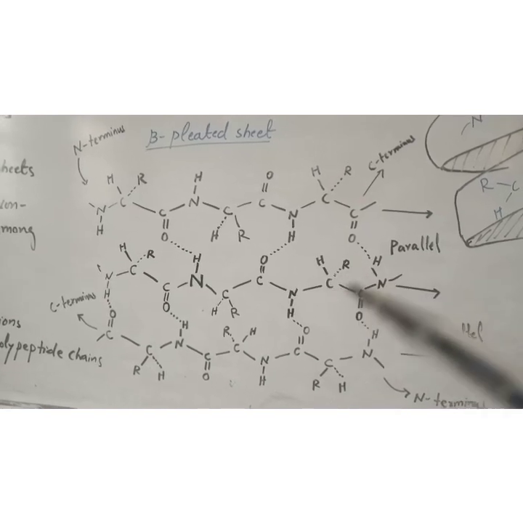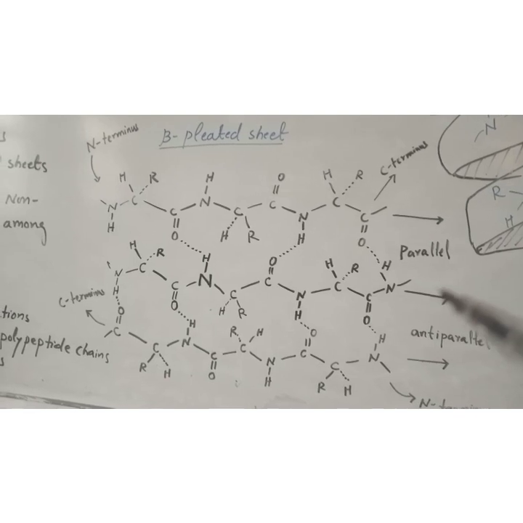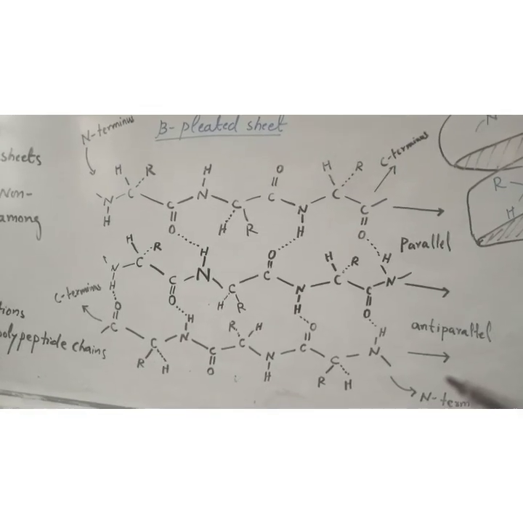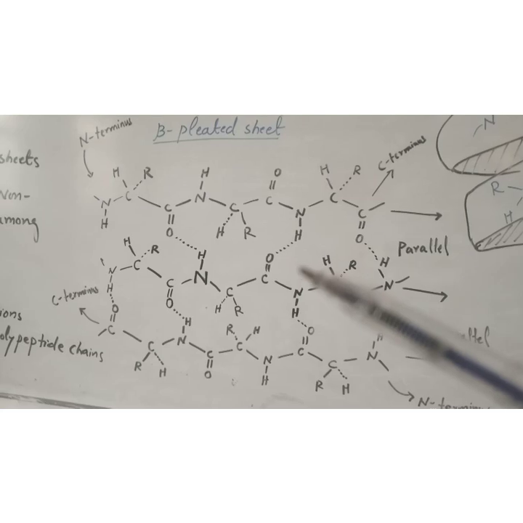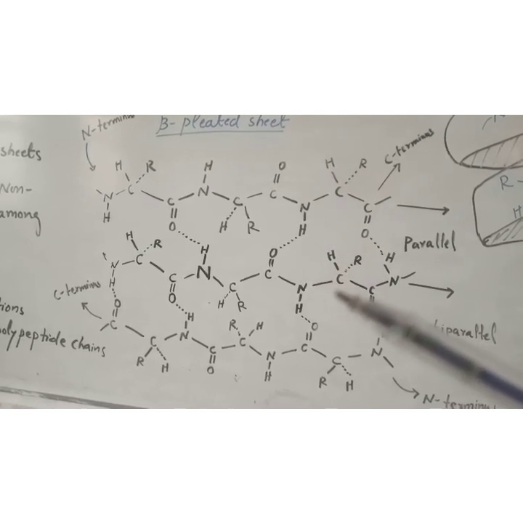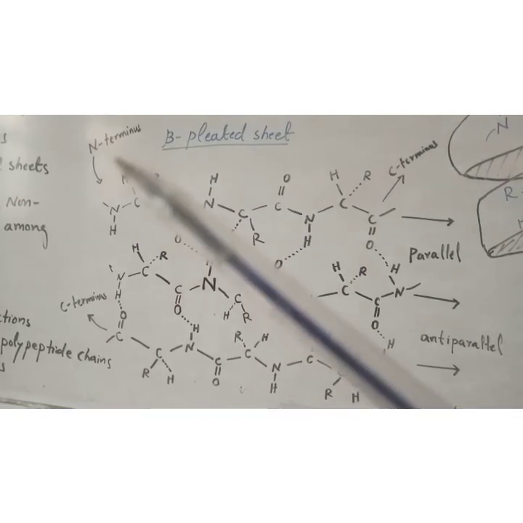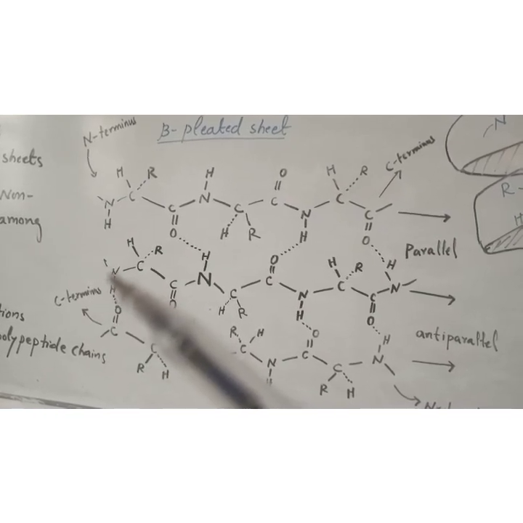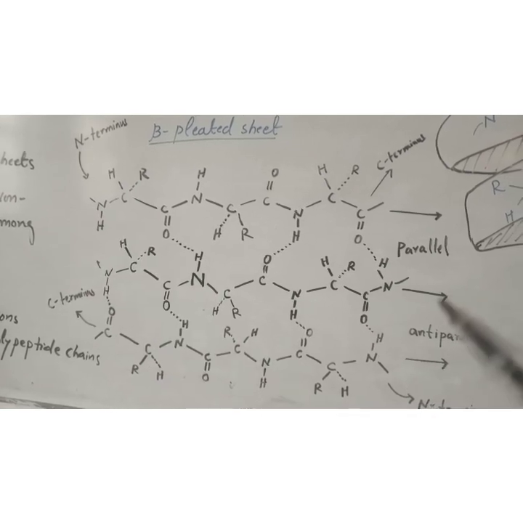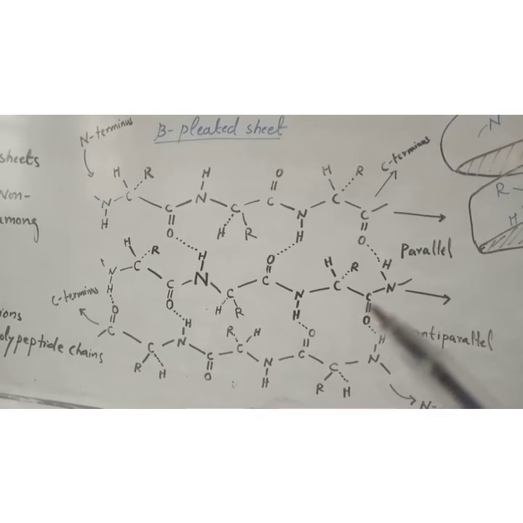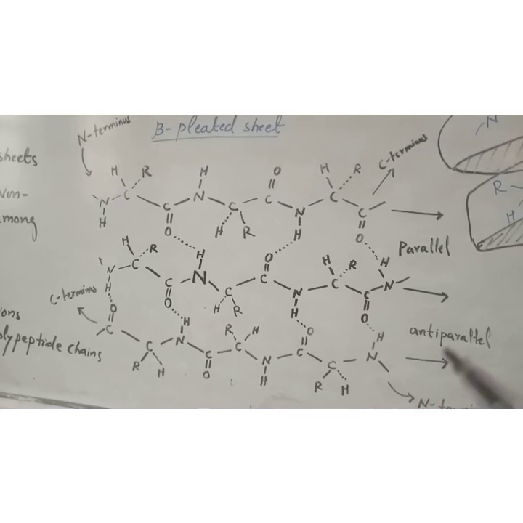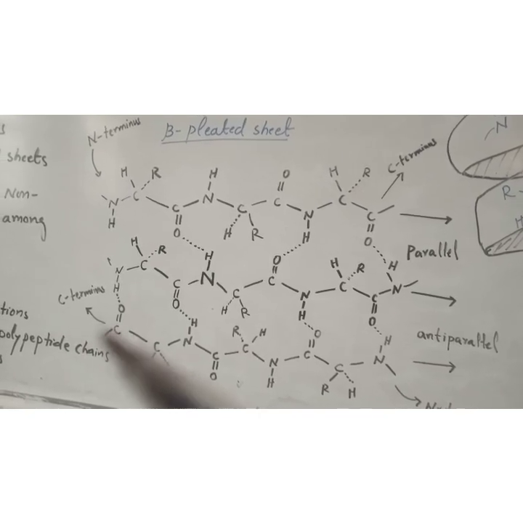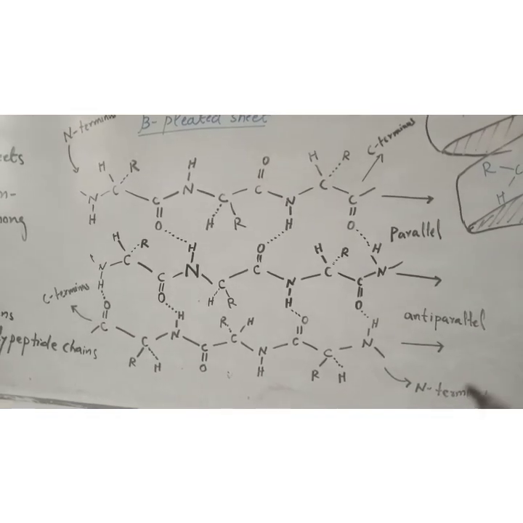Here in beta-pleated sheet, 2 sheets are found. That are parallel beta sheets and anti-parallel beta sheets. In parallel beta sheets, the polypeptide strand runs in the same direction from N-terminus to the C-terminus. There is another strand, polypeptide chain, here also starting from the N-terminus and ending at the C-terminus. While in the anti-parallel beta sheets, the strand runs in the opposite direction, that is from the C-terminus toward the N-terminus.